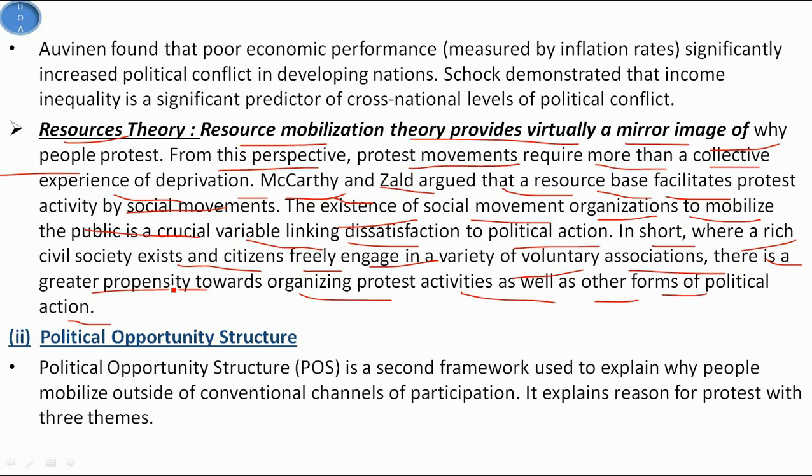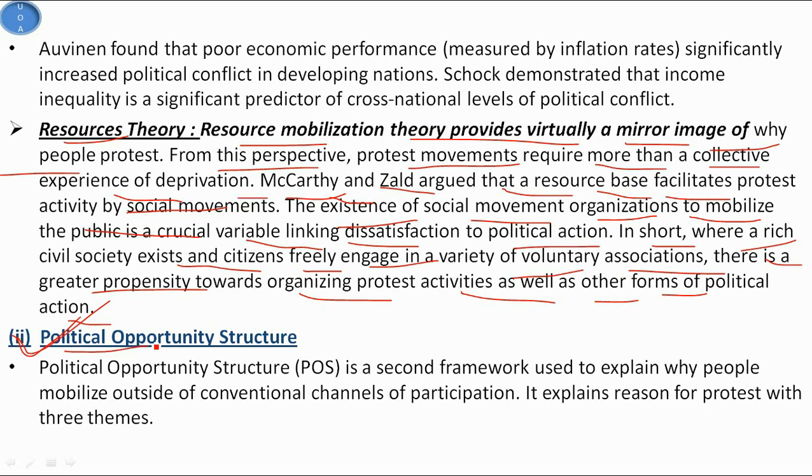A nation's socio-economic development produces dense communication structures, mass education, urbanization, and a high degree of social mobility, factors that can increase the resources available to protest groups. So thus a nation's economic development level can strongly influence group access to resources that facilitate political action.